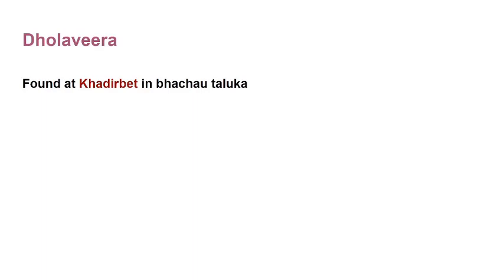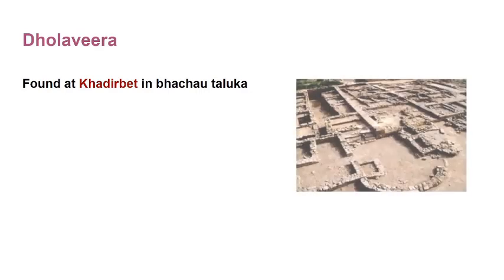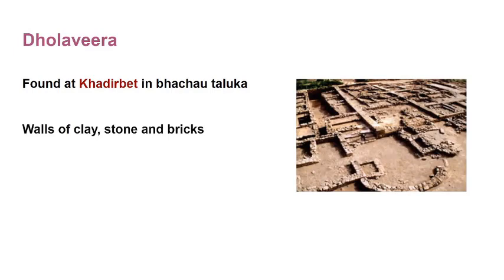Remains of Dholaveera palaces and main walls of town were painted with white color. Such fortified walls encircling town suggest strong security. We have seen that in Indus Valley civilization, the town was fortified with brick walls, and it ensures to provide strong security to that town. The wall is made up of clay, stone, bricks.